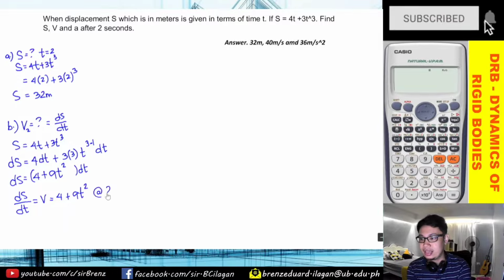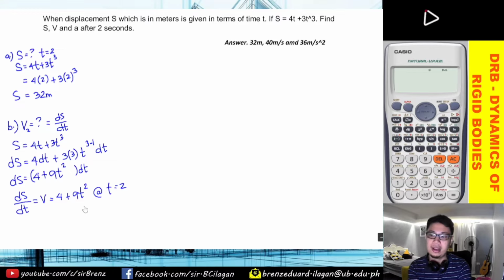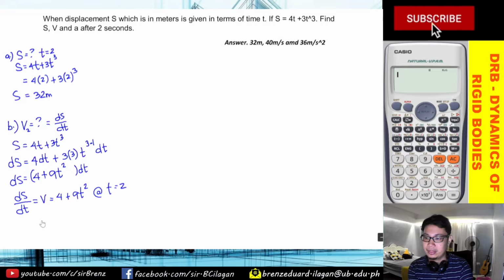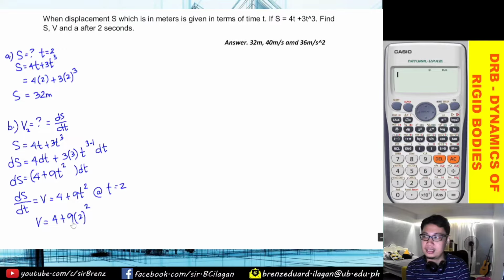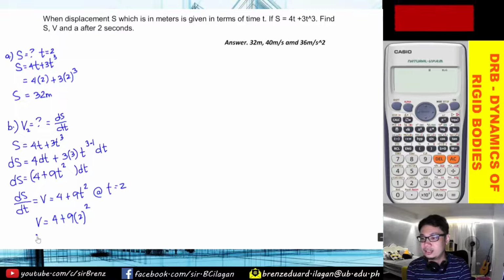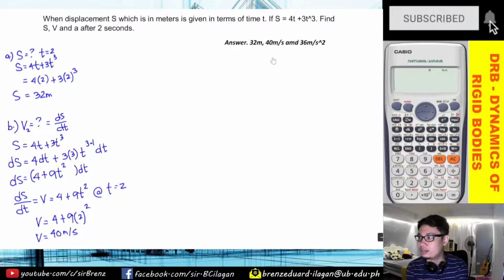So, at t is equals to 2 seconds, substitute nyo lang yung value ng 2 doon sa mga variable na t. So, the velocity at 2 seconds will be 4 plus 9 times 2 squared. 2 squared is 4, times 9 is 36, plus 4. So, that will be 40 meters per second. Tama naman, so box lang natin to.